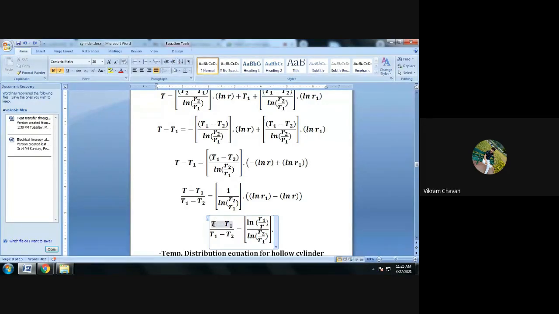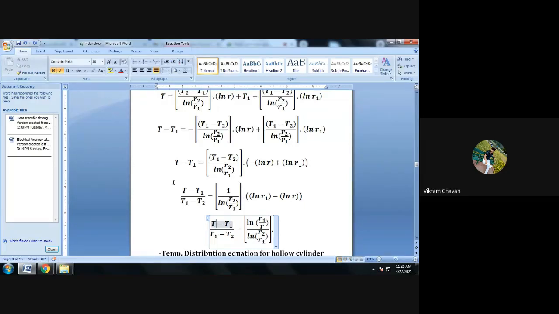That will provide you the temperature at various radii of the cylinder. So that is our temperature distribution equation for a hollow cylinder. Have you written this point, everyone? Please let me know whether you are with me or you require more time.